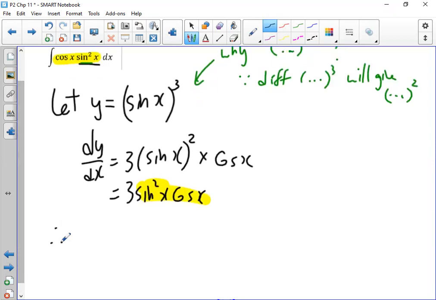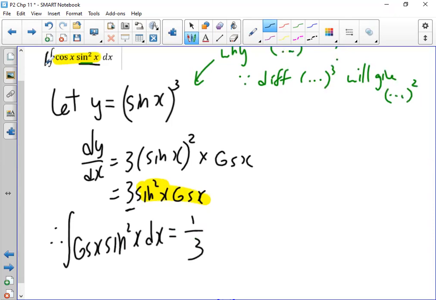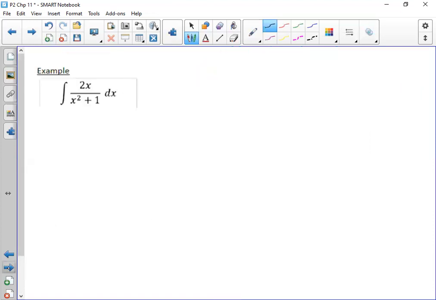Therefore, the integral of cos x sine squared x dx equals 1/3. Compare the coefficient. It's a 3 compared to 1. We don't need the 3, so it's 1/3 of our guess answer, sine cubed x. As simple as that. Simple. Yes, simple. Next one, one more example.